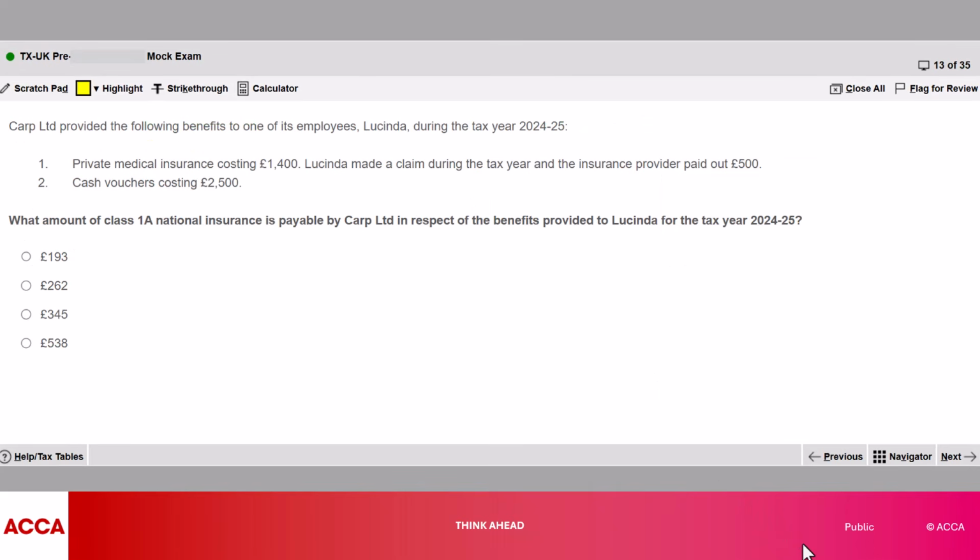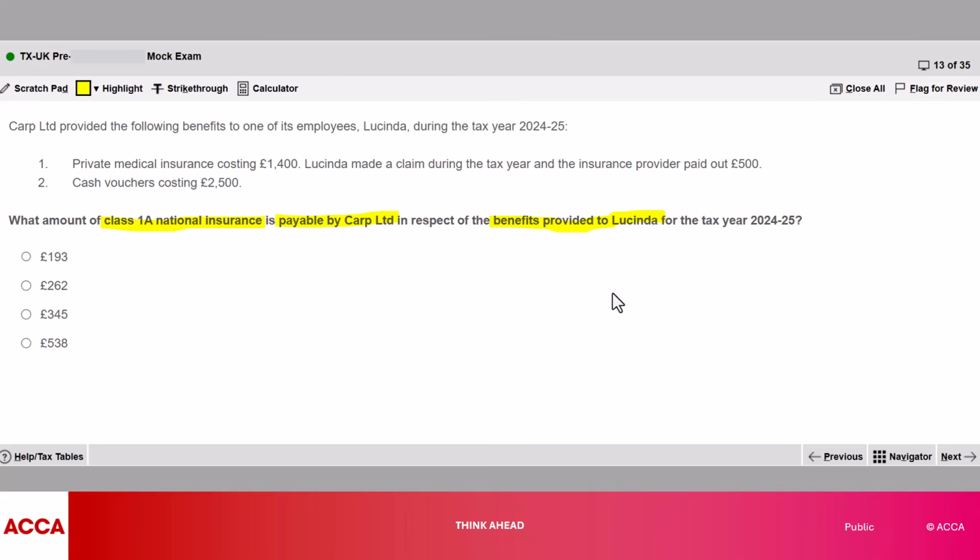Let's move on now to question 13, which is all about national insurance. And this one asks for the amount of Class 1A national insurance payable by CARP Limited in respect of the benefits provided to Lucinda. And national insurance is a tax that is quite often overlooked, but it is quite important, and it will usually be worth a few marks in the exam.